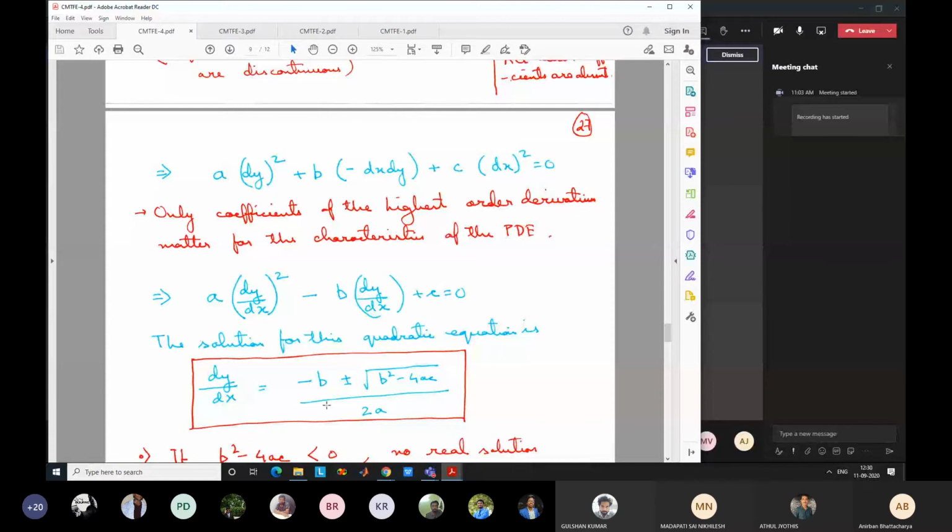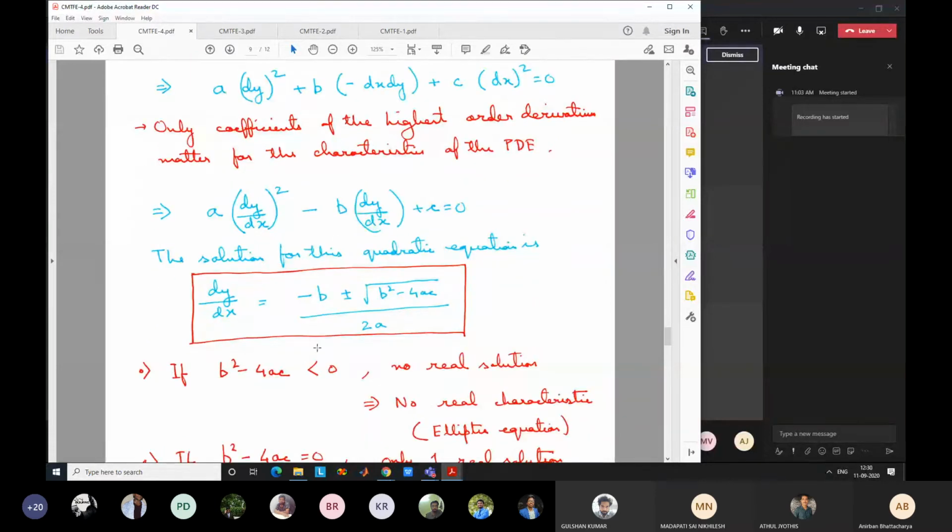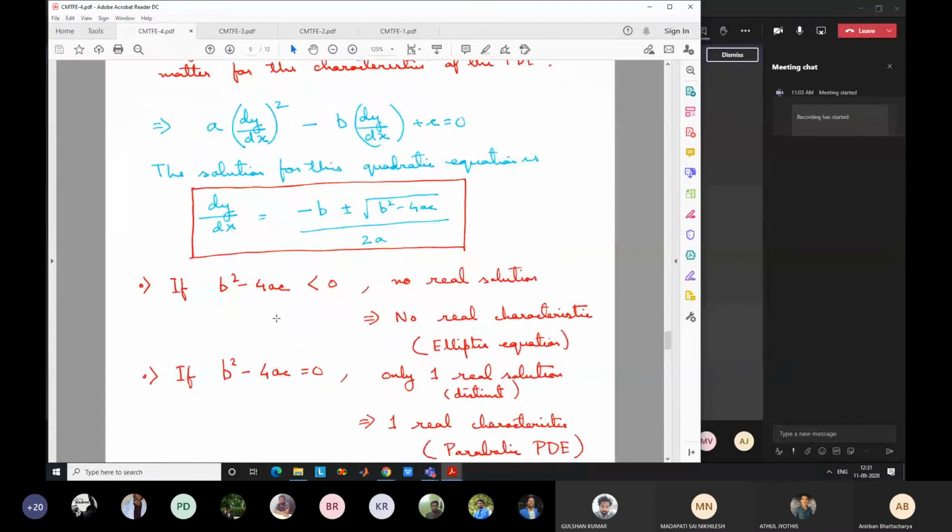B minus 2... I am confused with these trivial things also. Okay, plus minus square root of b square minus 4ac, over 2a. So this is the solution. Okay. So what information can we get from this?